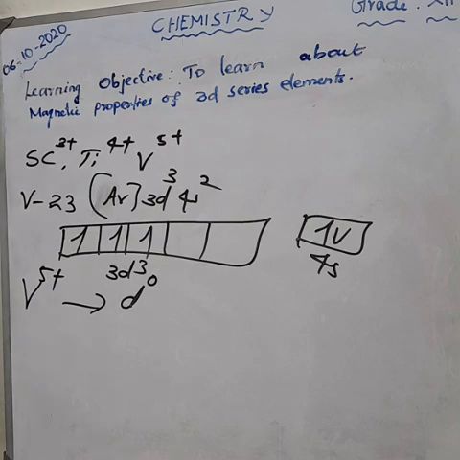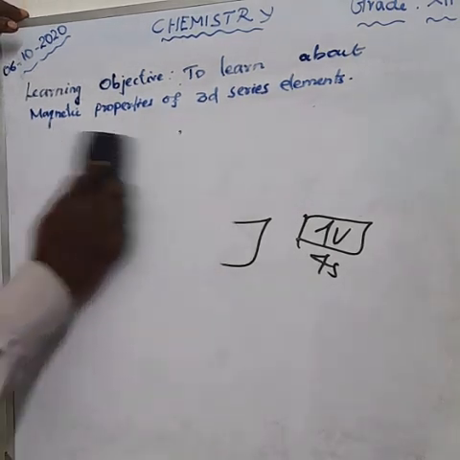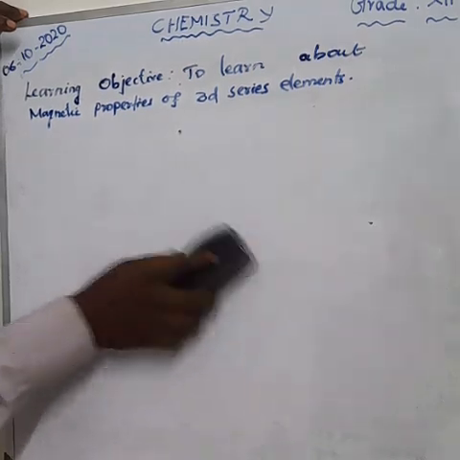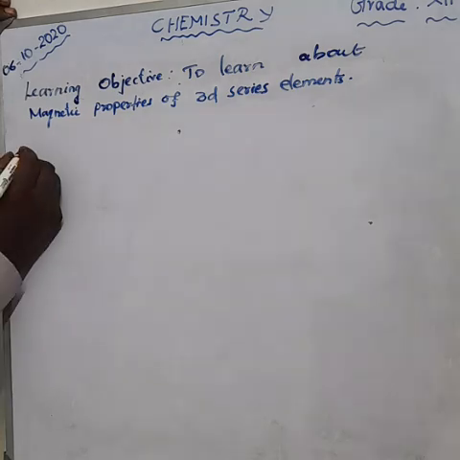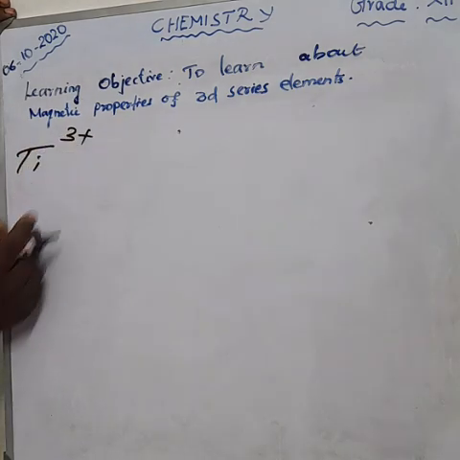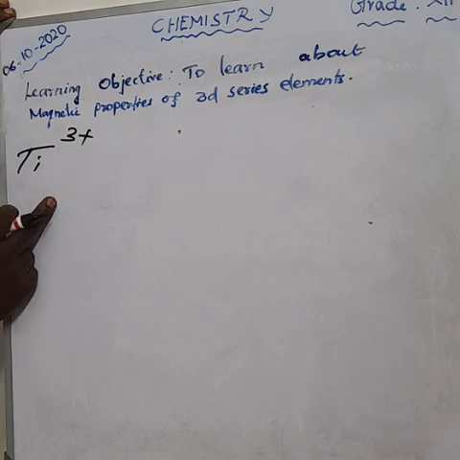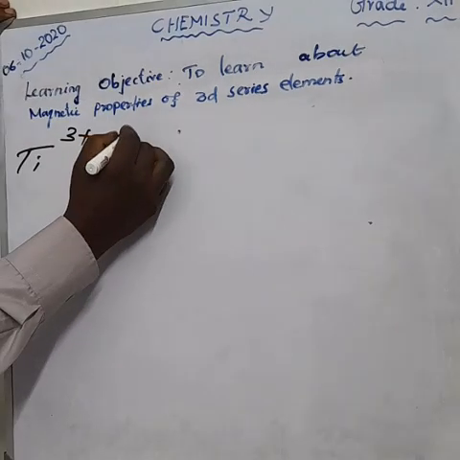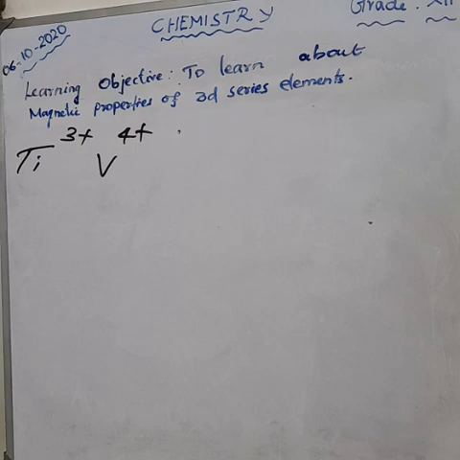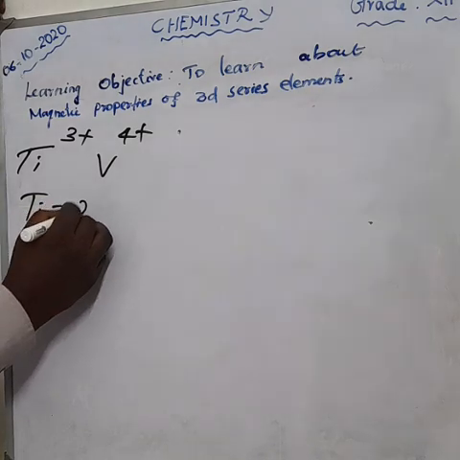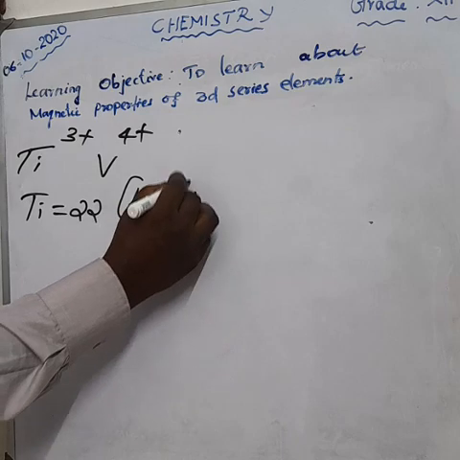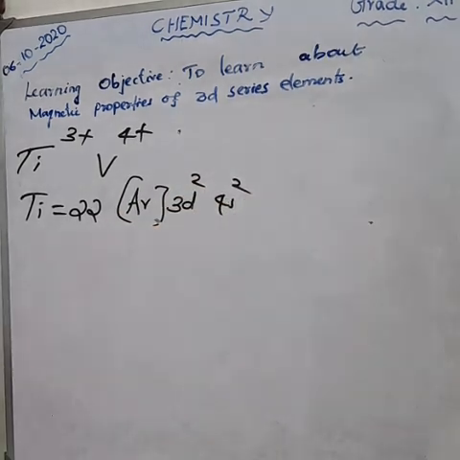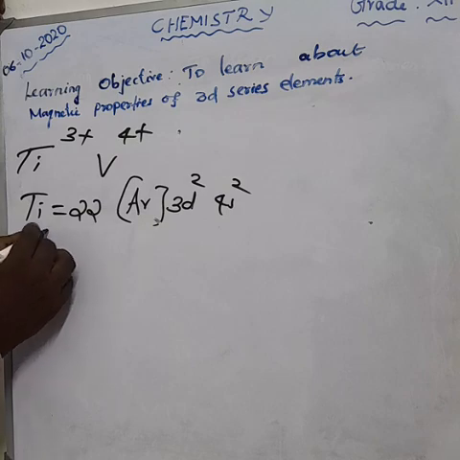And also, the second step is titanium 3 plus and vanadium 4 plus. What is the configuration of titanium 3 plus and vanadium 4 plus? Can you say what is the answer? What is the atomic number of titanium? The atomic number of titanium is 22 and the configuration is argon 3d2 4s2. Clear?